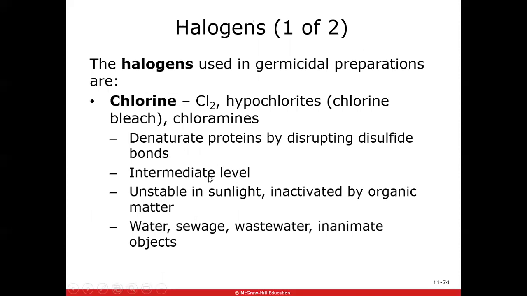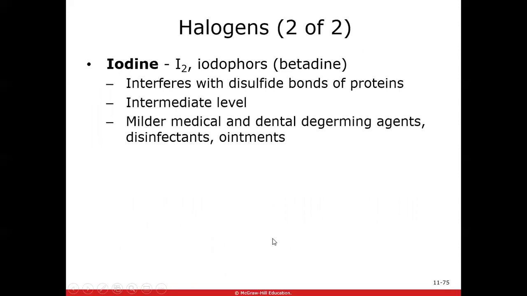So let's talk about the halogens. Chlorine bleach denatures proteins by disrupting disulfide bonds. So it's intermediate, and unstable in sunlight. We use it in water, sewage, wastewater, and on inanimate objects. So you use it on non-living surfaces and substances. Chlorine. Then you have iodine, which interferes with disulfide bonds of proteins. Intermediate level. It's a milder medical and dental degerming agent. So you use this in surgical scrubs.